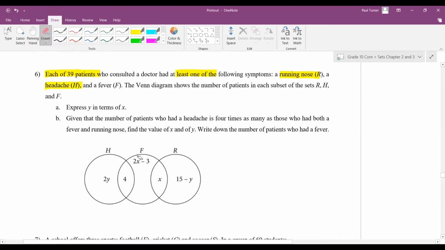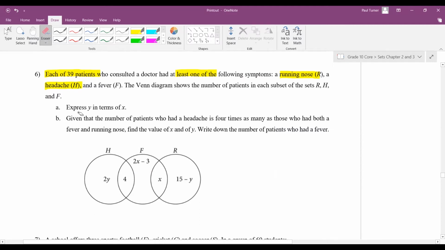Okay, fever is anyone here. You can see 4 people had headache and fever. Okay, so 4 had both, but no one had all 3 because the 3 circles don't overlap. So fever and runny nose is X. We don't know that number yet.